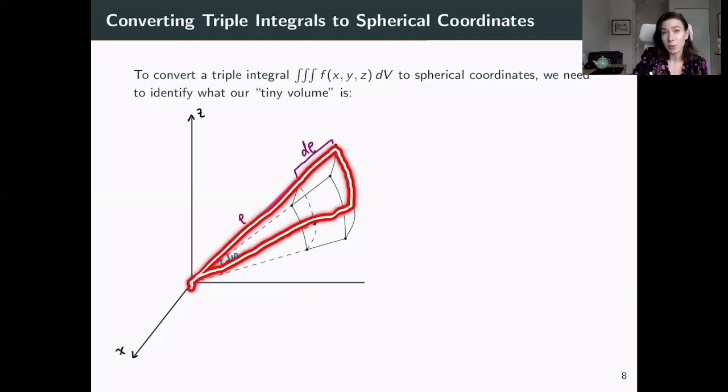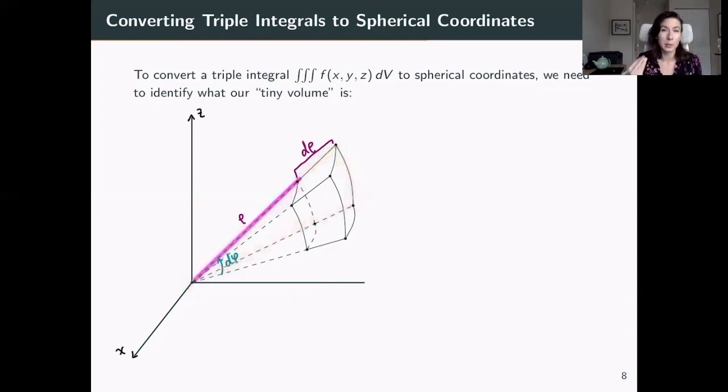This slice looks really similar to what we were dealing with when we looked at polar coordinates. And we can make a similar argument and note that this length here is going to be equal to rho d phi. We have essentially the circumference of the circle, but only a small part of it: the rho giving us the radius, and then d phi giving us the portion that we need to focus on. Okay, we've dealt with rho, we've dealt with phi.